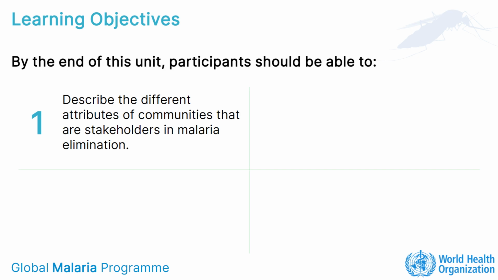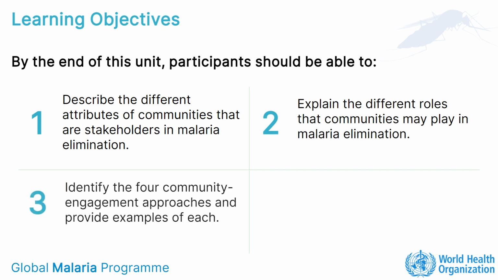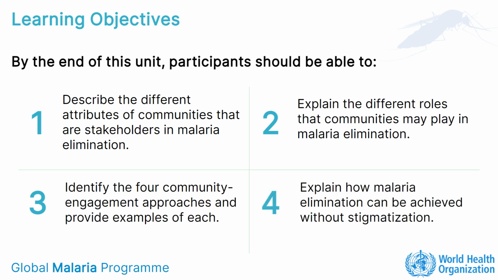in malaria elimination, explain the different roles that communities may play in malaria elimination, identify the four community engagement approaches and provide examples of each, and explain how malaria elimination can be achieved without stigmatization.